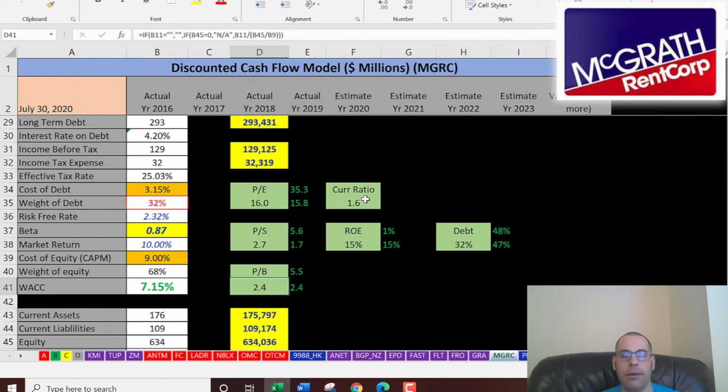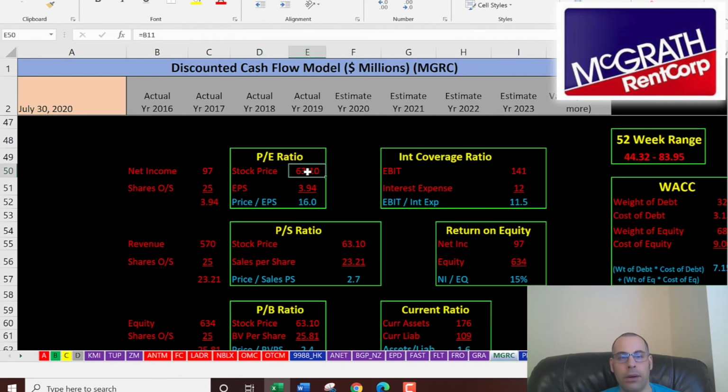Let's look at the financial ratios to get more information. They have a decent PE, a decent price to sales, and a good price to book. So PE is stock price over earnings per share. And to get earnings per share, it's net income over shares outstanding. And this indicates investors are willing to pay $16 for $1 of earnings. Price to sales ratio is stock price over sales per share. To get sales per share, it's revenue over shares outstanding. And a ratio of 2.7 indicates investors are willing to pay $2.70 for $1 of sales.